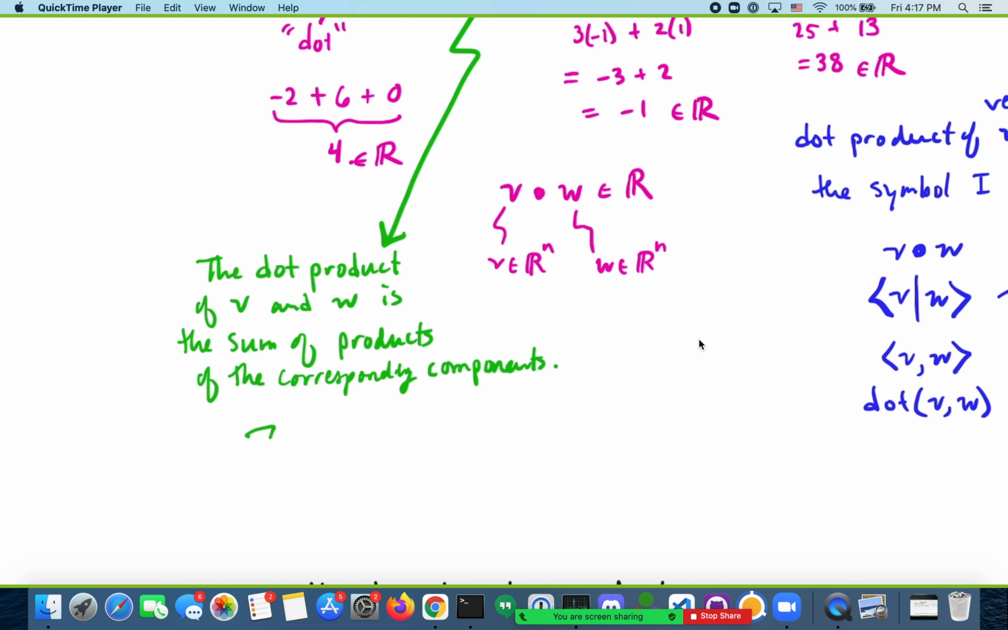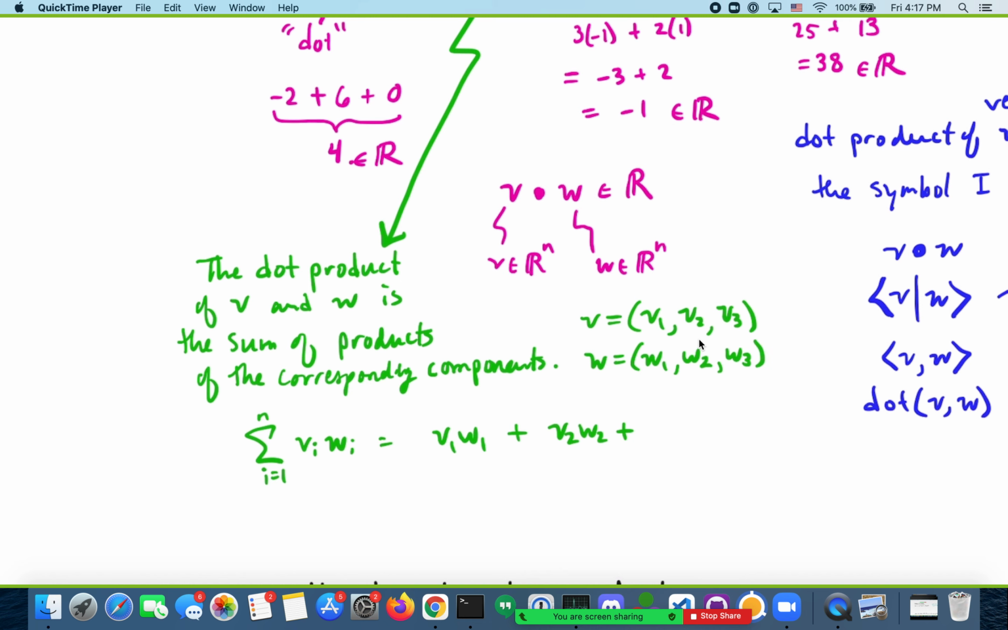So in symbols, we'd write the sum of vi wi from i equals 1 to n. I mean, literally it's v1 w1 plus v2 w2 plus... Here I'm thinking in my head that V is v1, v2, v3. Let's say if V and W are in R3, then they have 3 components. And then the dot product would be like that.